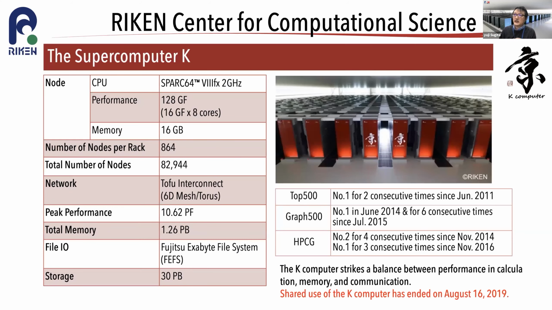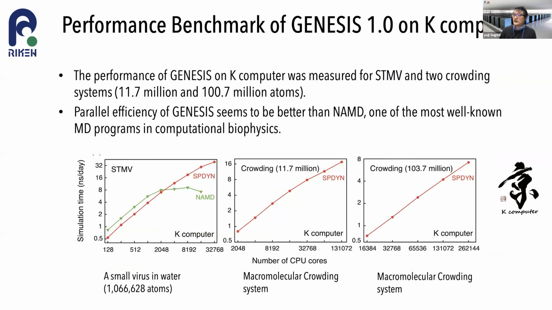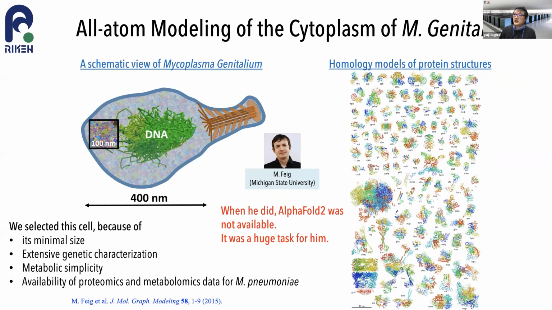So we applied this method to the Fugaku and K computers, and we obtained very nice scaling for several systems. Using this scalable software, we tried to simulate the cytoplasm of a very small bacterium, Mycoplasma genitalium, in collaboration with Michael Feig at Michigan State University.